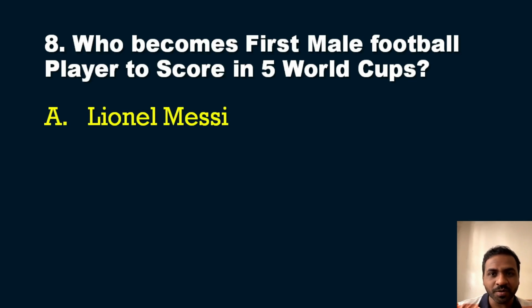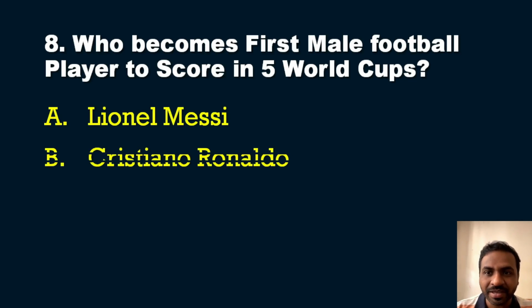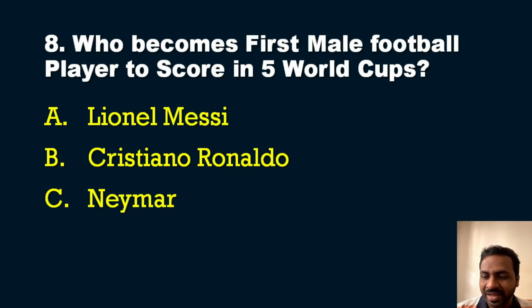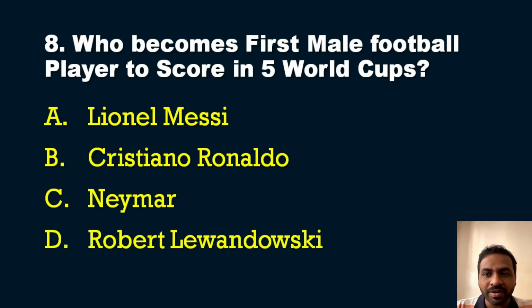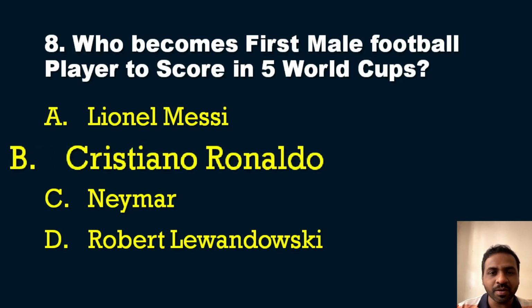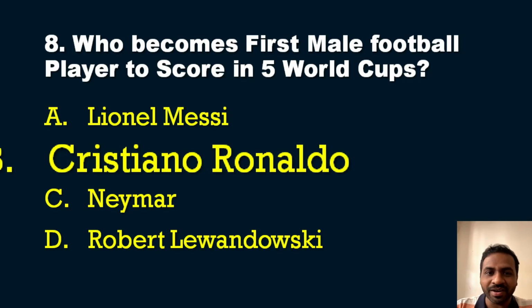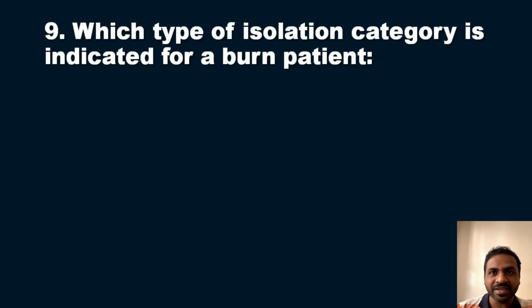So the options for you are option number A, Lionel Messi, option number B, Cristiano Ronaldo, option number C, Neymar, and the final option is Robert Lewandowski. So who score in 5 World Cups? So the answer for this question is obviously option number B, that is Cristiano Ronaldo.